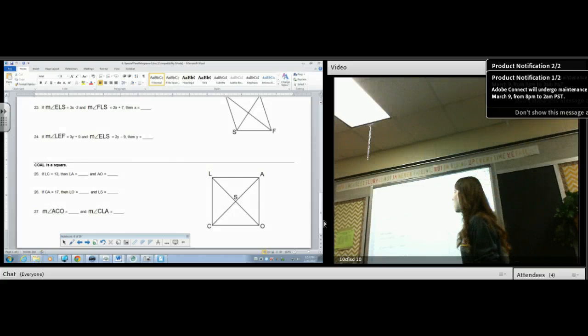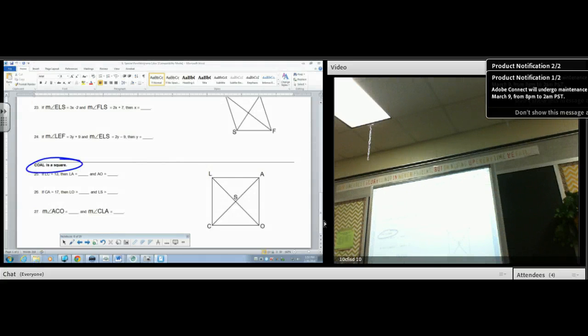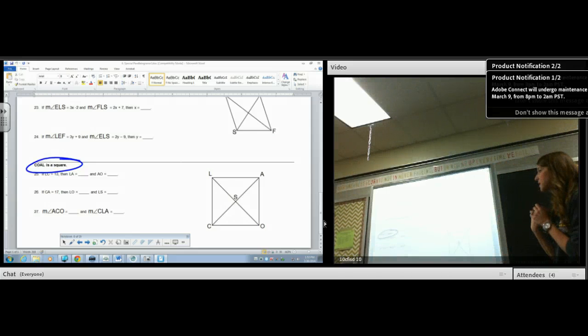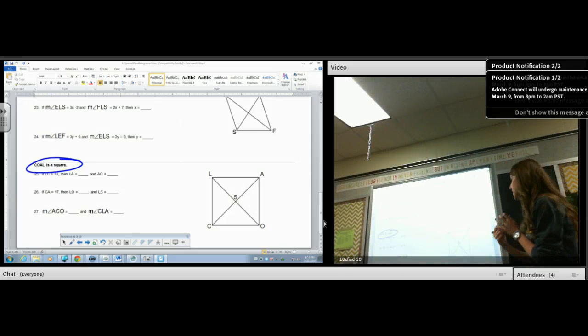Measure, first of all, Cole is a square. You have to figure out what shape am I working with, and then you need to go to your family tree for that shape. Now, square, there's nothing on your family tree because he gets all 10 properties. Square gets all 10. Measure of angle ACO.